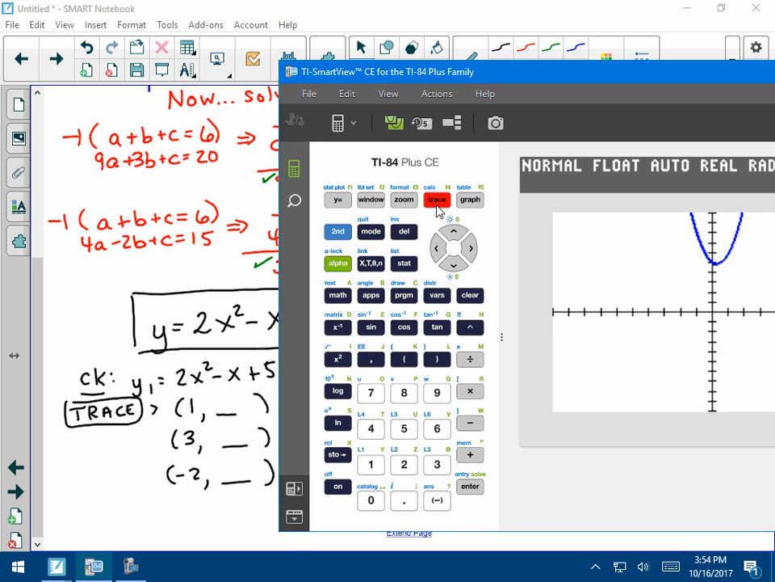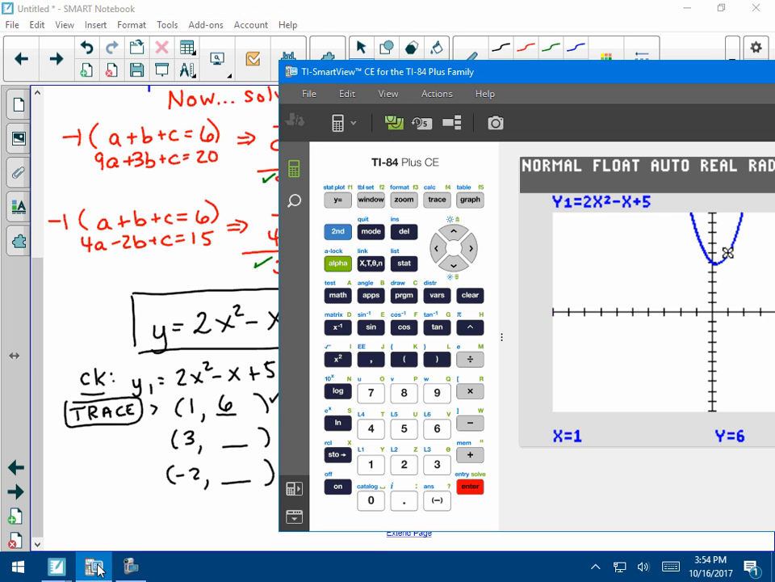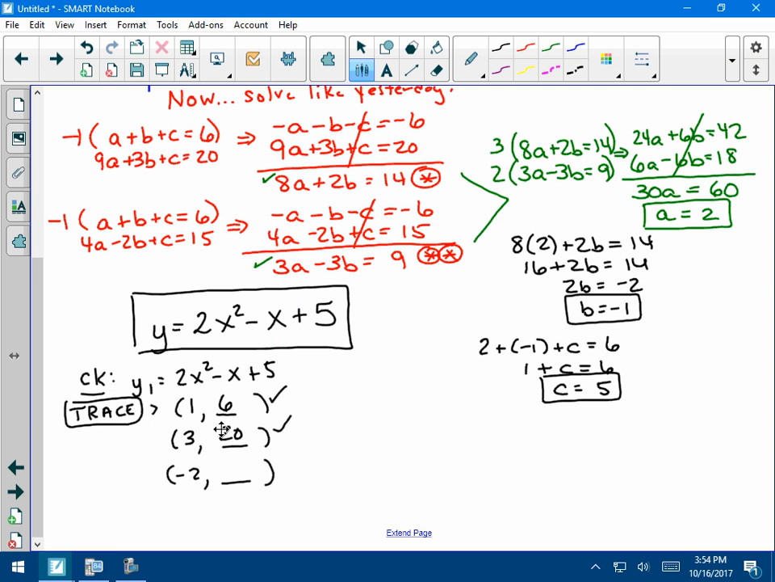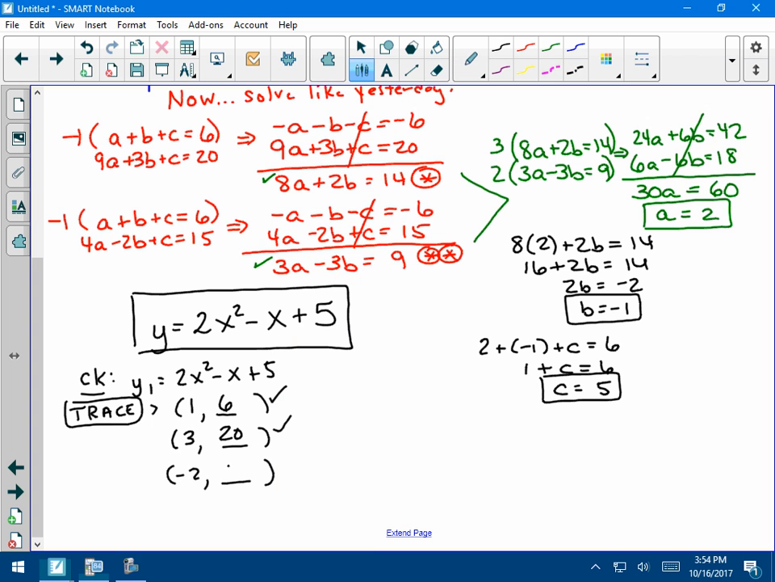So I just hit trace, type 1, and I get 6. That's what I wanted. That's great news. Type 3, so hit trace, type 3, hit enter, 20. So my second point was on the graph. And the last one, trace, type negative 2, hit enter, 15. All those points that were supposed to be on the parabola are, so I'm very confident that we got the right answer.